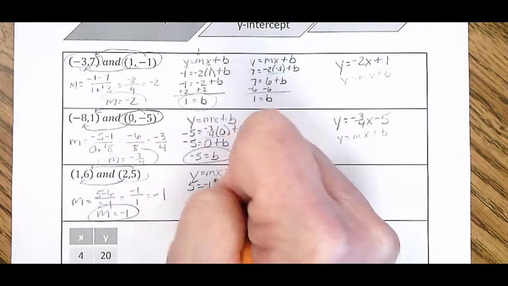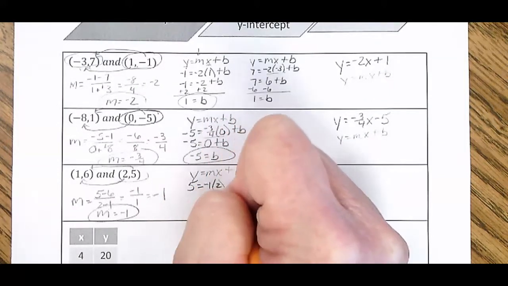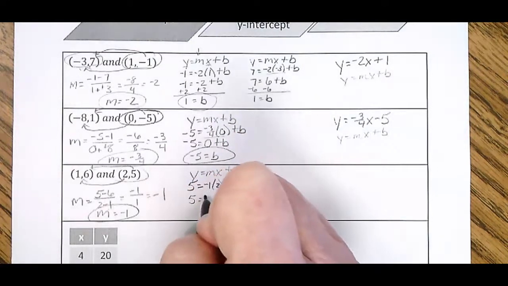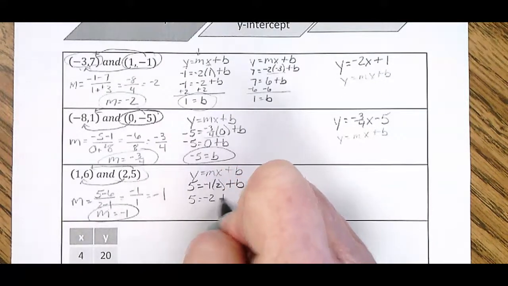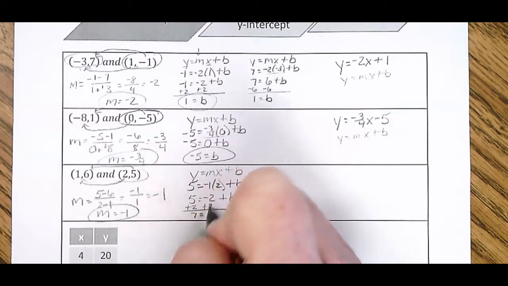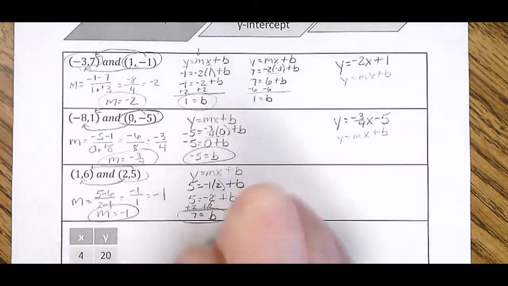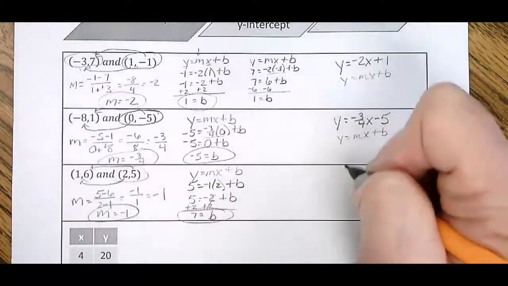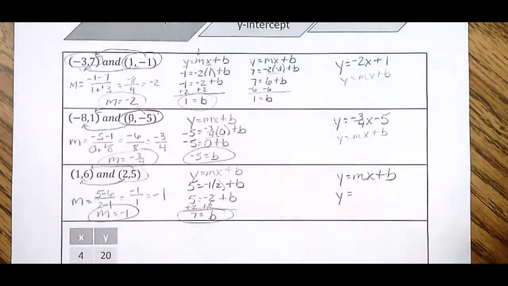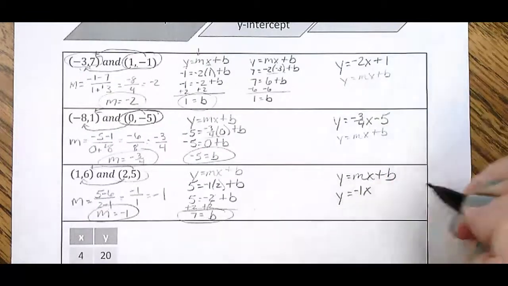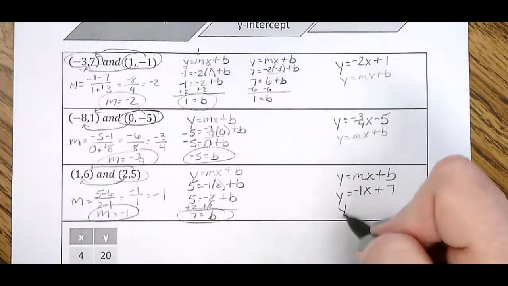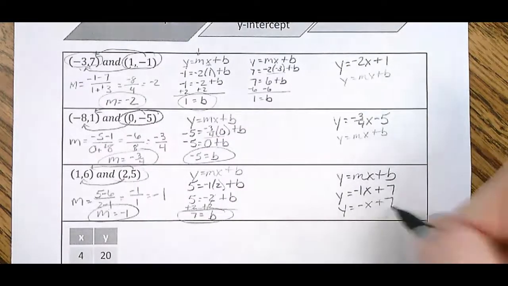5 equals -1 times, what's the x value? 2, plus b. So that would be 5 equals, well, -1 times 2 is -2, plus b. I'm going to add 2 to both sides. And 7 equals b. Well, great. Now I have an m and a b. So I can say, okay, remember that y equals mx plus b? Let's fill it in. That means that y would equal my m, -1x plus 7. Remember, they usually don't write -1 anymore. They would actually write this as y equals -x plus 7 in simplified form.